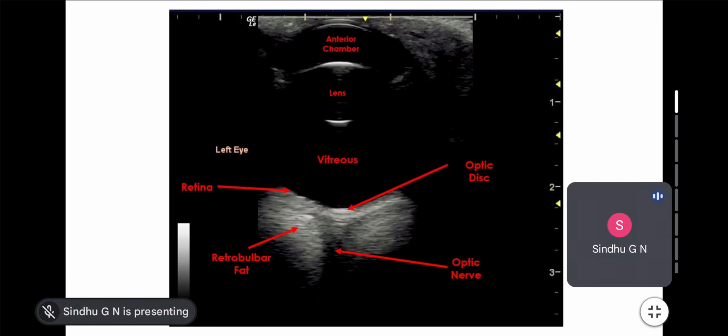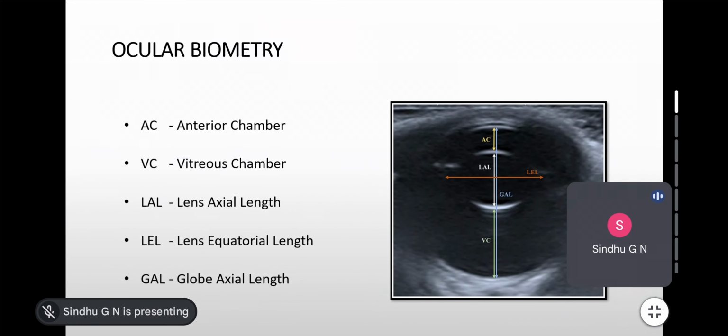Ocular biometry, we take some measurements to assess the lens size before cataract surgery, sometimes for assessment of glaucoma or intraocular structures. So basic biometric measurements are anterior chamber depth, vitreous chamber depth, lens axial length and equatorial length, and the total globe length. These are the measurements we take, and these are the normal values. I'll share that later.